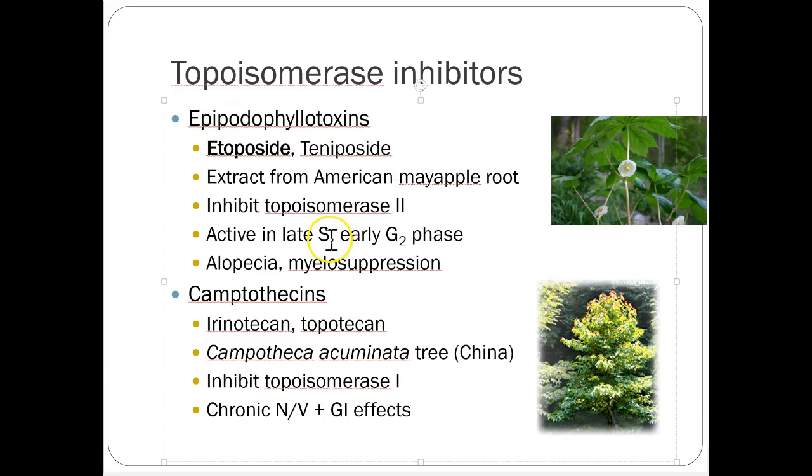Etoposide, teniposide, don't worry about that one. Etoposide is a really common chemo. And then irinotecan and topotecan, just remember one of these. We'll say irinotecan. It's probably the more commonly used one. And both of them have some significant side effects. The etoposide is going to be more about hair loss and myelosuppression. And then you're looking at more GI effects with irinotecan.